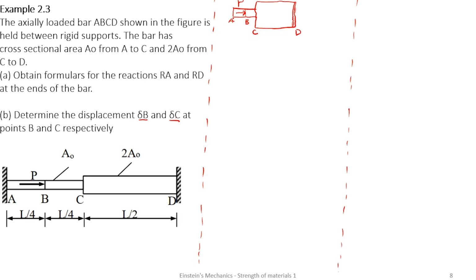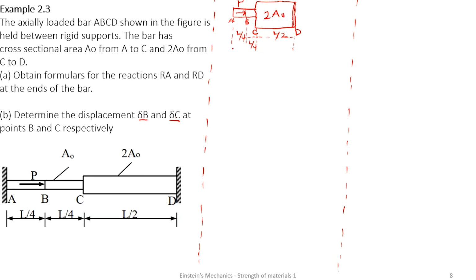The length from A to B is L on 4. Then the length from B to C is also L on 4. The length from C to D is L on 2. Very good. And we have the smaller area as A0, and the area here as 2A0.